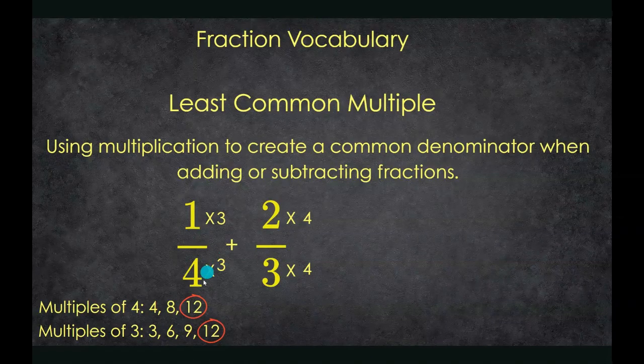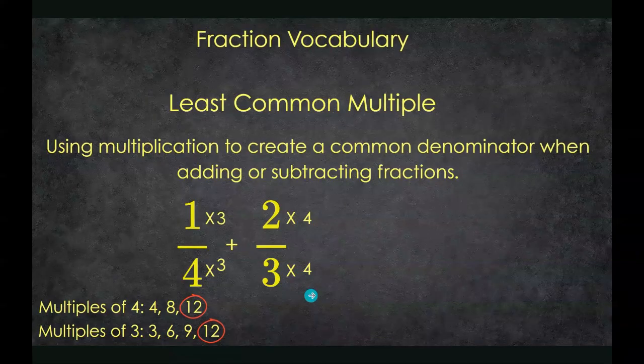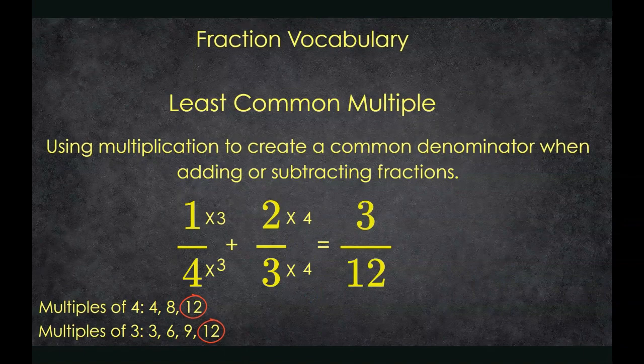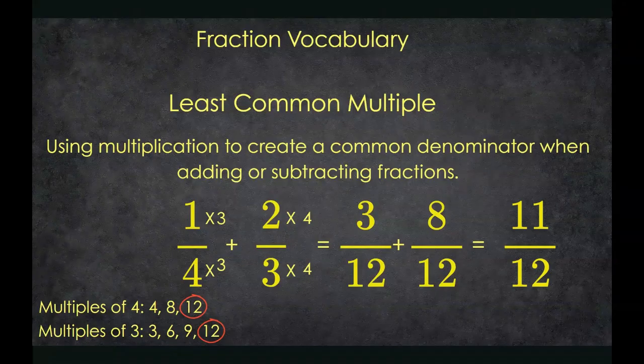2/3, I'm going to multiply by 4 because I can see 3 times 1, 2, 3, 4 gets me to 12. So I'm going to multiply the numerator by 4 and the denominator by 4. This is going to give me two brand new fractions that are equivalent to 1/4 and 2/3. 1/4 is equal to 3/12, and 2/3 is equal to 8/12. Now that they have a common denominator, I'm able to add those fractions. I only add the numerators, don't forget that. We never add denominators, and I get 11/12.